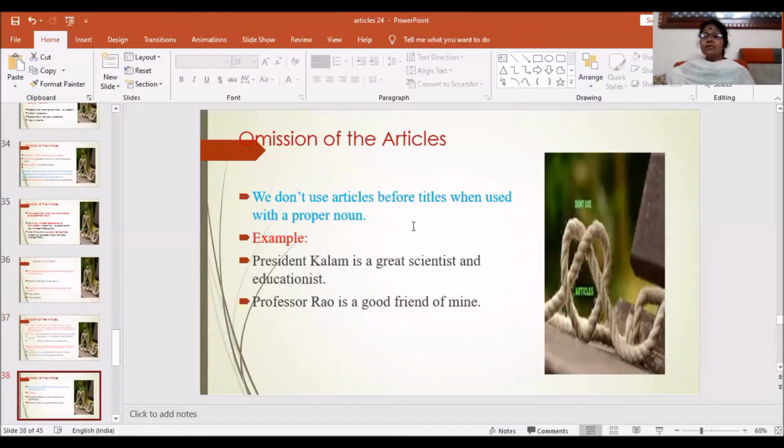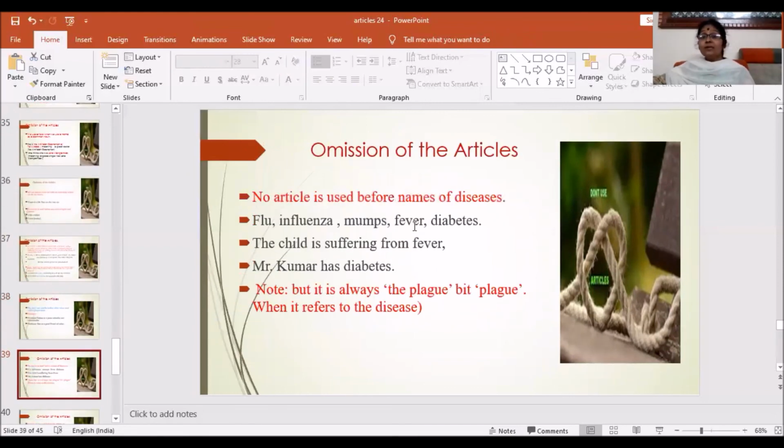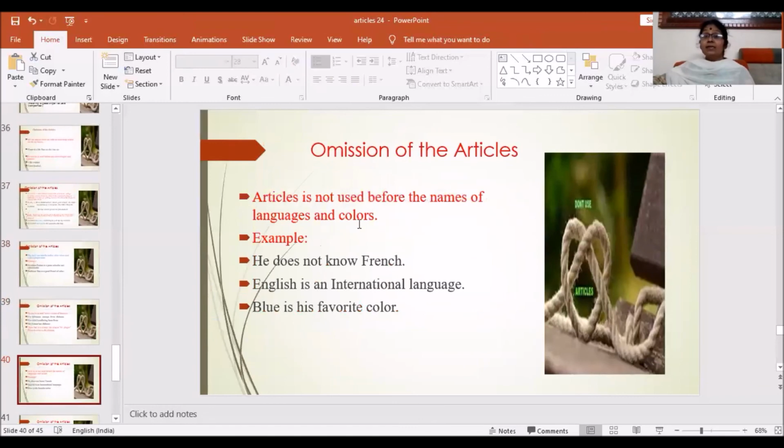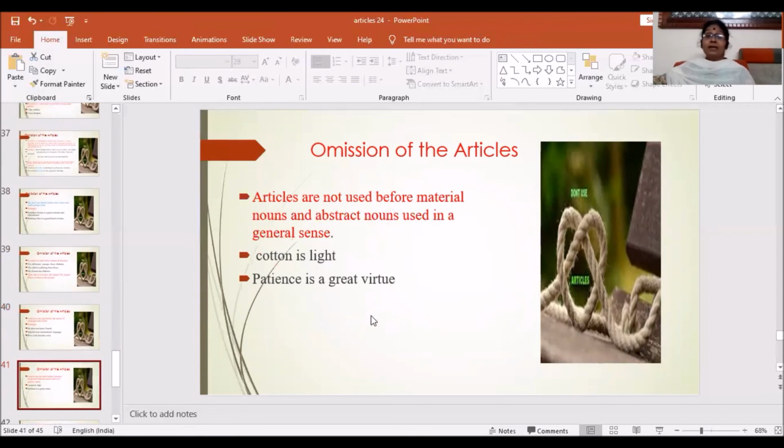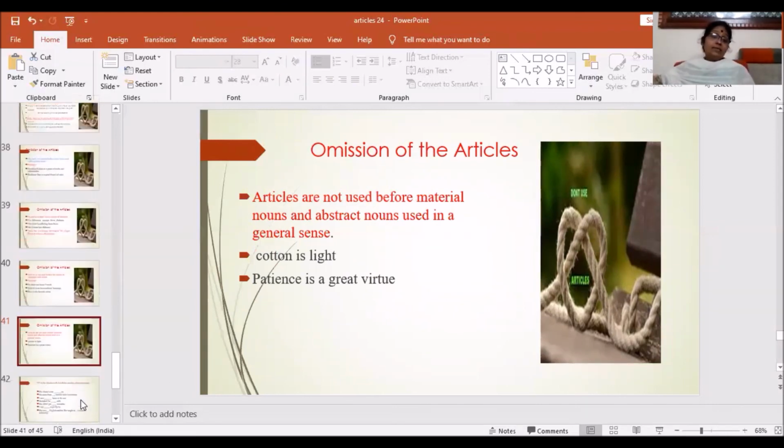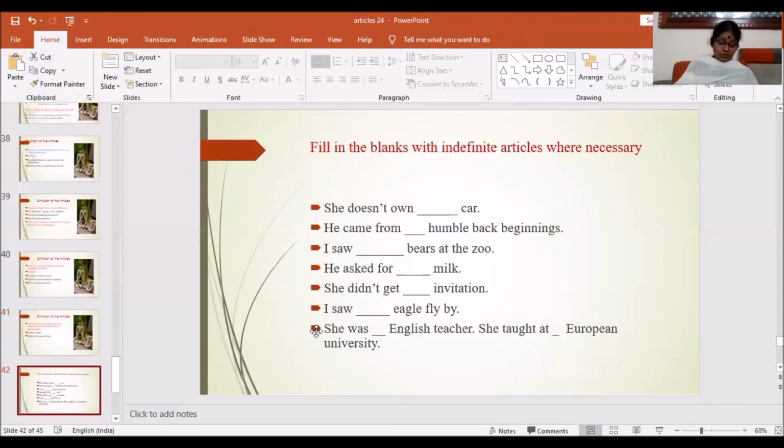And we don't use articles before titles when used with a proper noun, right? And no article is used before names of diseases. But when we talk about the disease, then we use our article. Then article is not used before the names of languages and colors, right? And articles are not used before material nouns and abstract nouns when we use them in a general sense. So this is all about our articles. Let us try to do a small exercise and we'll see whether we have understood.